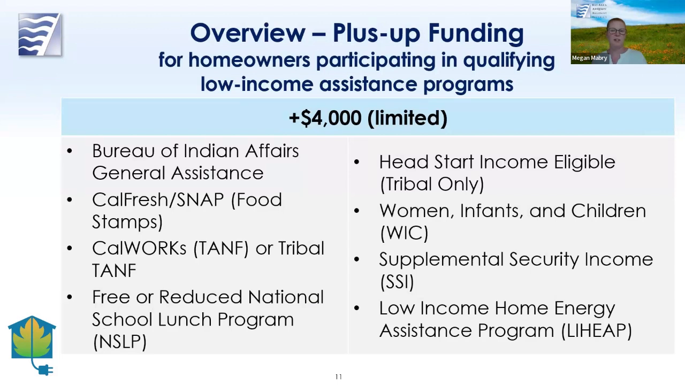$4,000 in plus-up funding is available for applicants that participate in one of the low-income assistance programs listed on this slide. Due to the nature of this program, plus-up funding may be limited. If there are many eligible applicants, applicants will be notified if this is the case. Please note that the homeowner and primary applicant must be the one participating in the low-income assistance program. It cannot be another resident of the home.